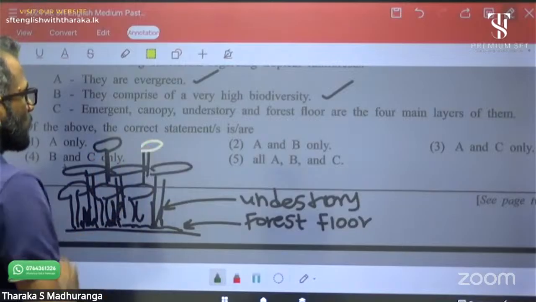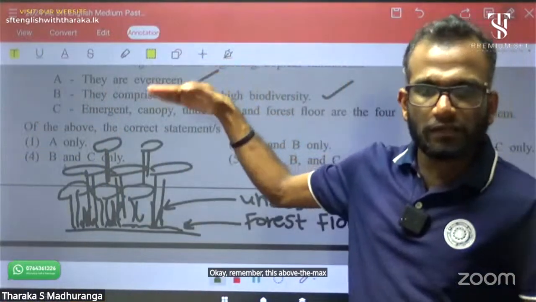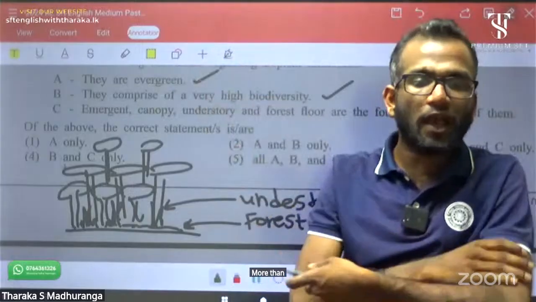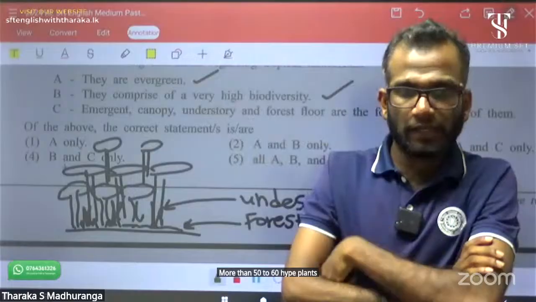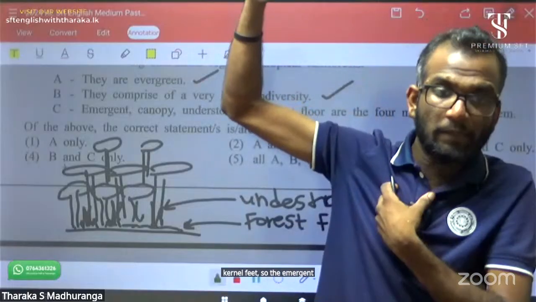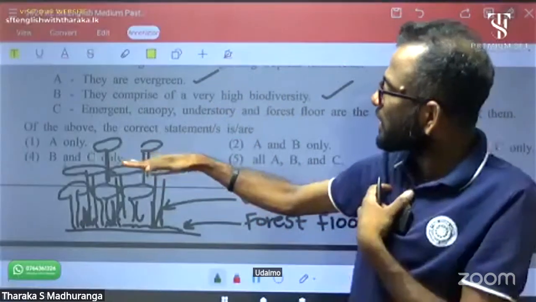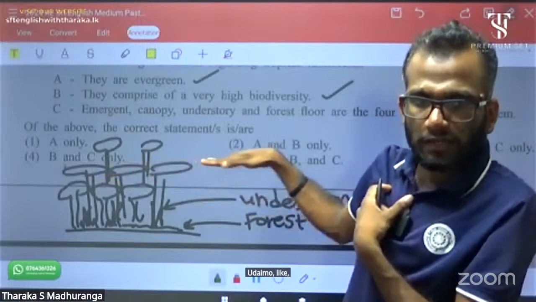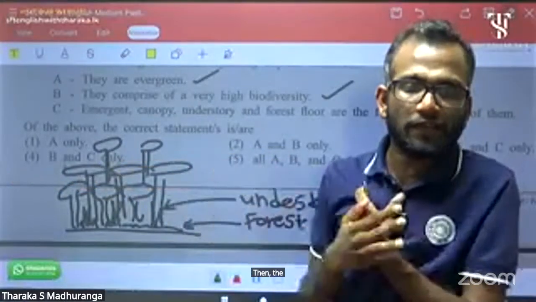Okay, remember this: above the maximum height, more than 50 to 60 height, plants are the emergent layer. Then the next layer is completely covered. This layer we call the canopy.